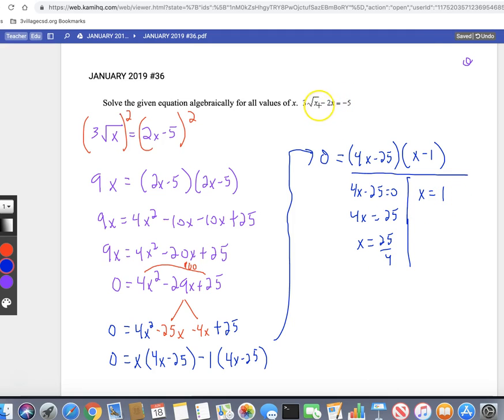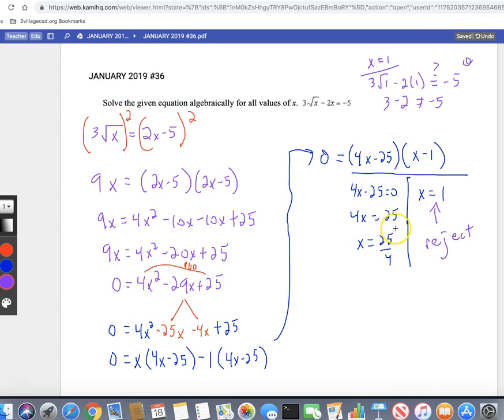But remember, with a radical equation, you would want to check your answers. In particular, when we plug 1 into our equation here, we would have 3 square root of 1 minus 2 times 1. Does that equal negative 5? 3 minus 2, unfortunately, does not equal negative 5. So we need to reject the answer of x equals 1.